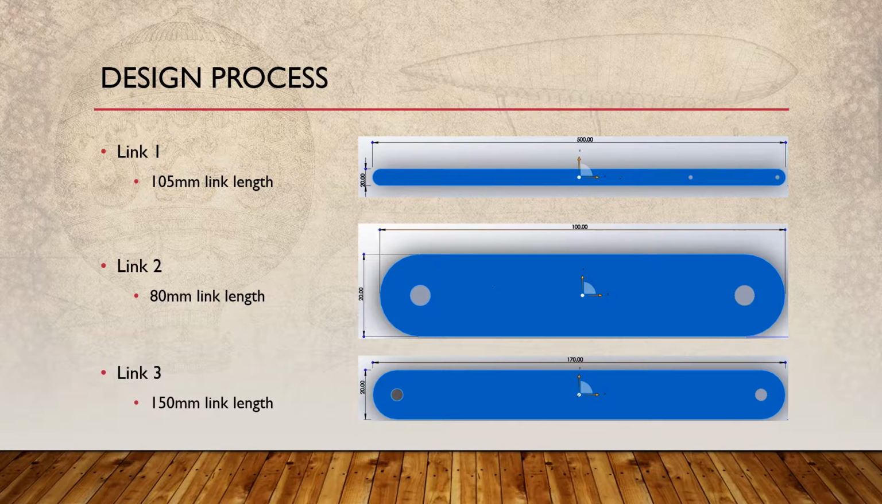So then when we look at the third link, we have an effective length of 150 millimeters in total link length, not total length. And this one was another one of the easier elements to develop. We'll see at the end why when we look at the overall design.